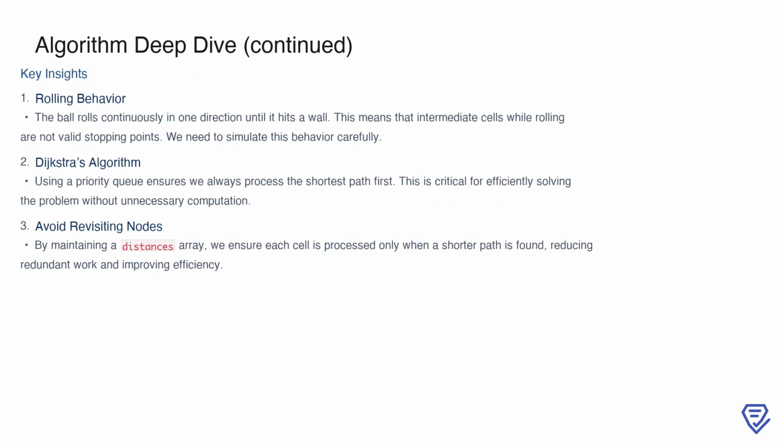There are a few key insights that help us understand this solution better. First, the rolling behavior of the ball means that intermediate cells it passes through while rolling are not valid stopping points. This makes it crucial to simulate the rolling process accurately. Second, the use of Dijkstra's algorithm ensures that we always prioritize the shortest path at each step, which is essential for efficiently solving this type of problem. Lastly, maintaining the distances array prevents unnecessary reprocessing of cells, as each cell is only updated when a shorter path is found. Together, these insights enable us to solve the problem effectively and efficiently.